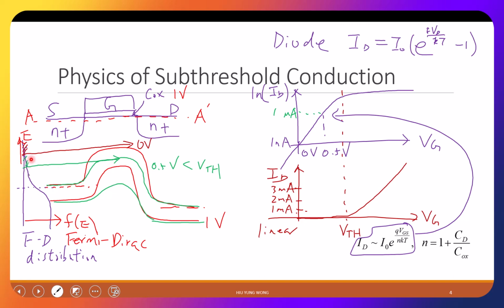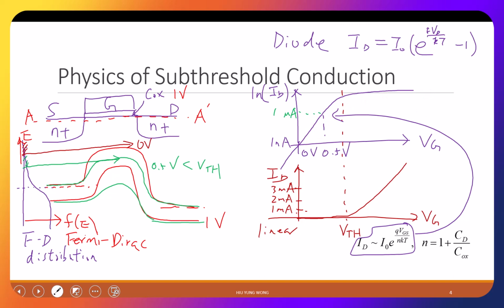Then I get exponentially more electrons that have energy that can go over this barrier, because this increases exponentially, right? My drawing does not show that, but it is an exponential function at this tail. And that's why the current goes up exponentially, right?